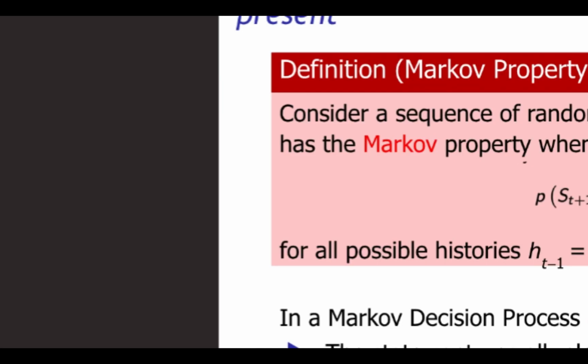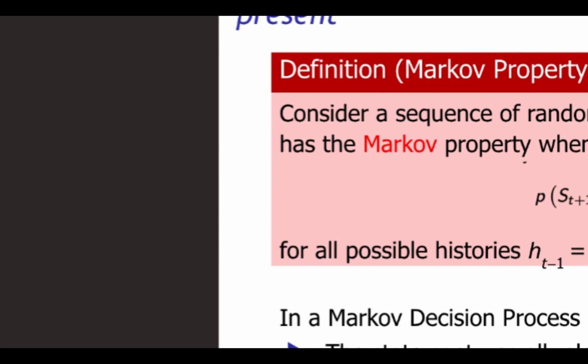This is what we defined last time when we talked about the Markov decision process, right? This is for all possible histories, H at T minus 1, where H at T minus 1 is S1, A1, and so on up to S at T minus 1. We discussed this SARSA type of thing when we discussed history last time. Basically, Markov property ensures the future is independent of the past given the current state.